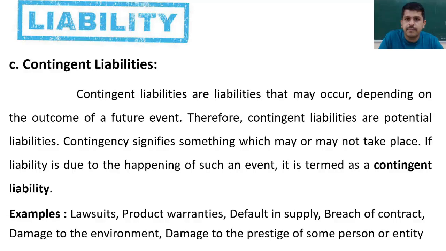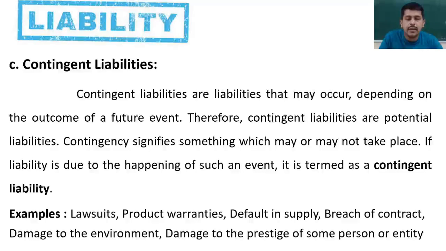Contingent liabilities. Contingent liabilities are liabilities that may occur depending on the outcome of future events. Therefore, contingent liabilities are potential liabilities. Contingency signifies something which may or may not take place. If a liability is due to the happening of such an event, it is termed a contingent liability. Contingent liabilities are usually liabilities which may or may not happen.